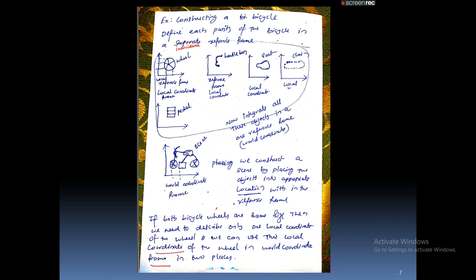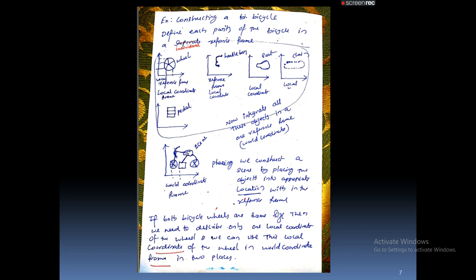Similarly, I need two wheels to create one bicycle, but I will write code to create only one wheel. By changing the position of that already created wheel, I will just change the position.